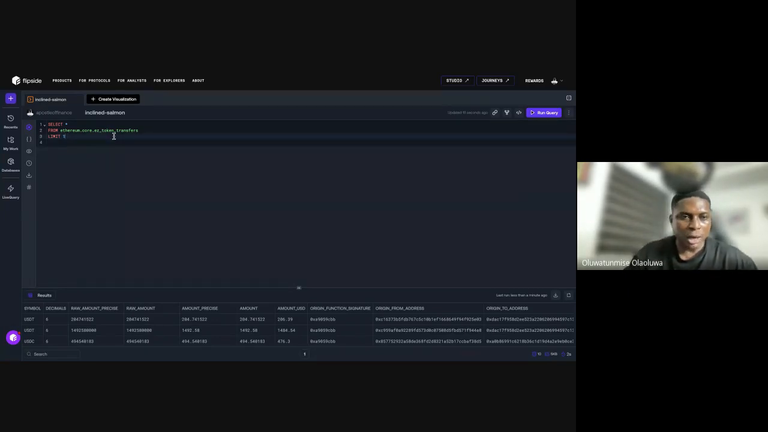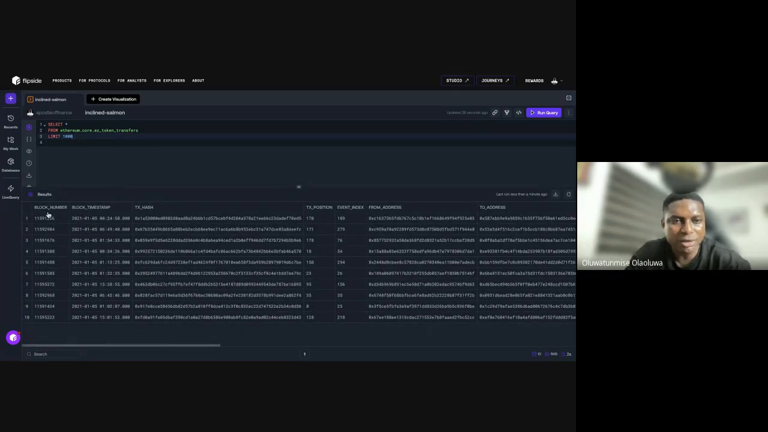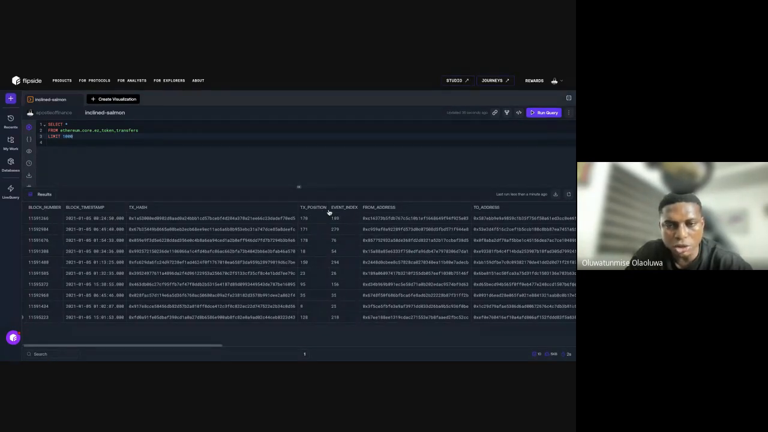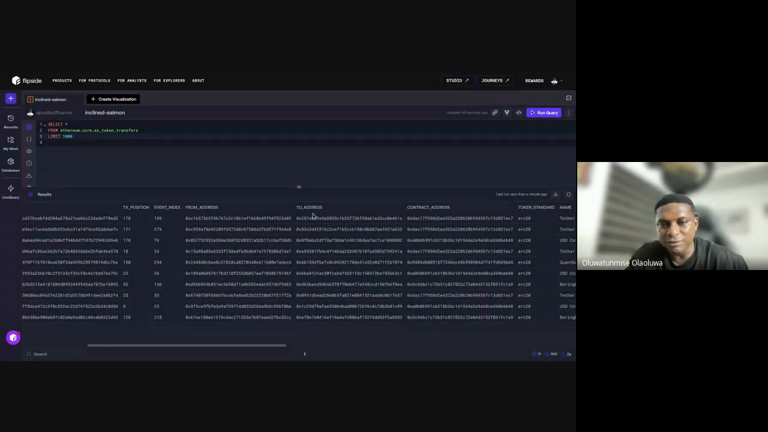All right. So I'm just going to put this at 1,000 so I can have 1,000 rows, so that the data can make sense. So here now, these are the tables that we have. We have the block number, the block timestamp, the transaction hash, the position, the event, the address, from address, to address. From address is the sender, to address is the receiver.